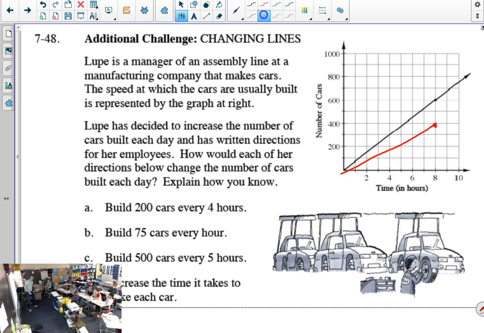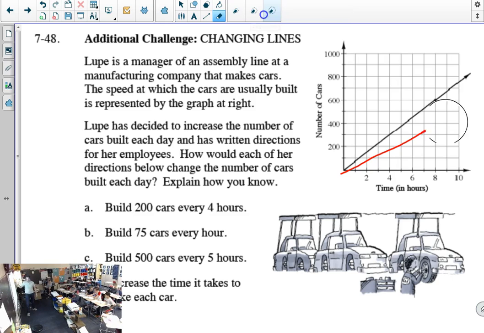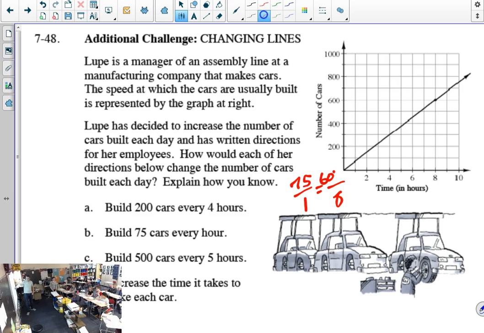What about 75 every hour? Well, it wouldn't change, because I did 75 cars over 1 hour and then multiplied the numerator and denominator by 8 to get 8 hours, and it's still 600 cars. Well, then it is a proportional relationship. And for C, you would be gaining more cars every work day because it's 100 cars every hour. That's 800 cars by the end of the workday.